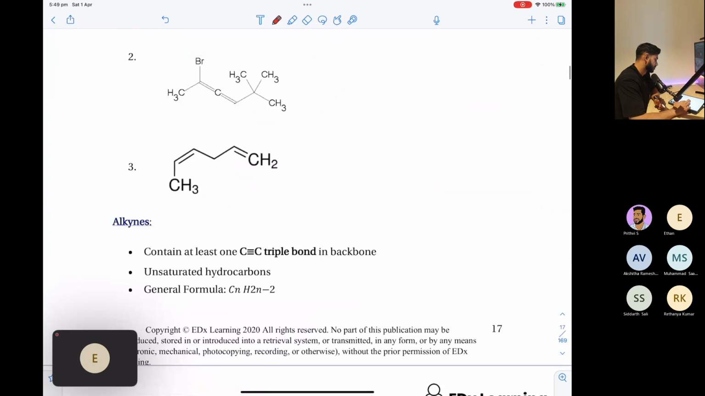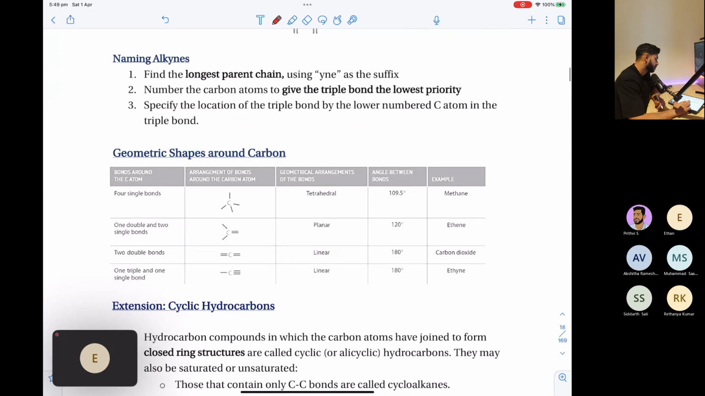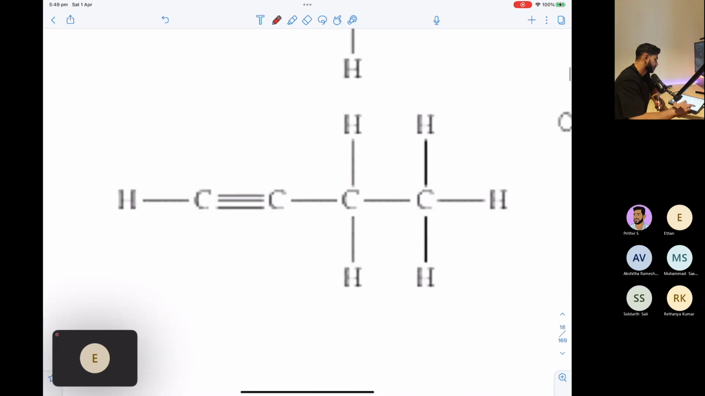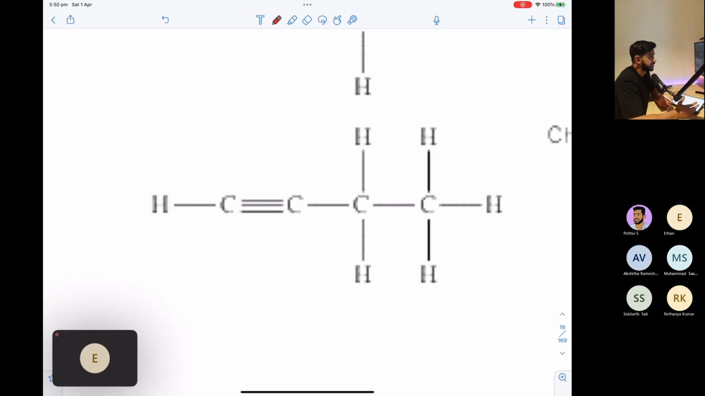Good. Let's move on from alkenes. Let's go to a very brief mention of alkynes. It's the exact same as alkenes. You will literally just change the suffix to alkyne. So I want you guys to just eyeball this. Let's go to Akshita. Eyeballing this, what would you call this compound?